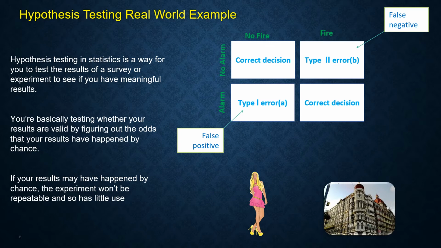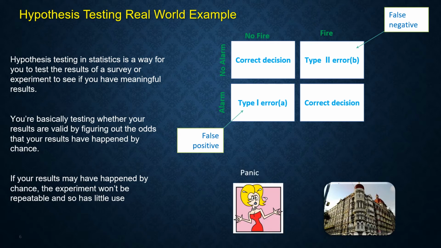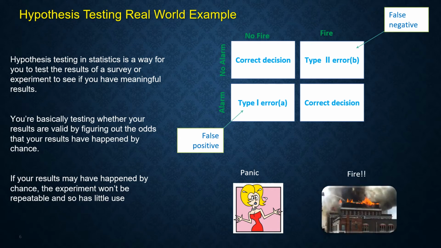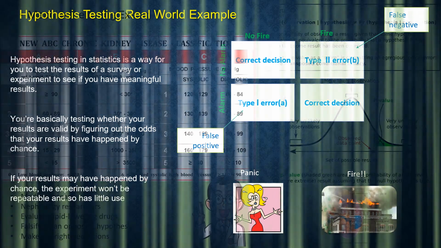No fire, alarm rings. This is a false positive. Or there is a fire but alarm does not ring. This is a false negative. While both these cases are false, one of them causes panic only, but the other could be life-threatening. When working on machine learning problems, we should keep these 2 cases in mind and program accordingly.